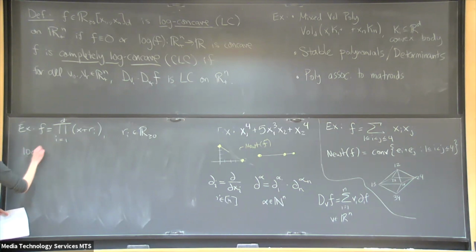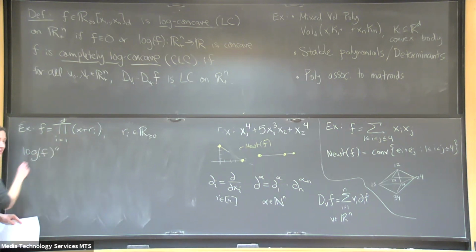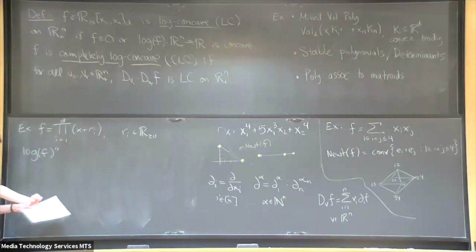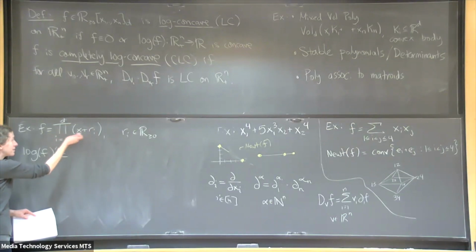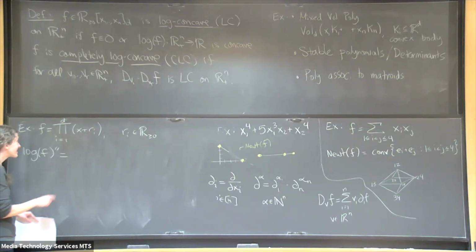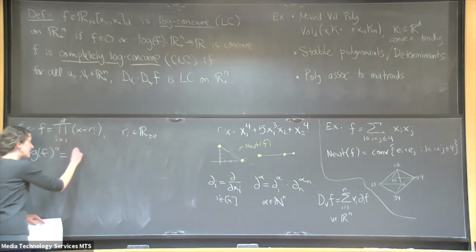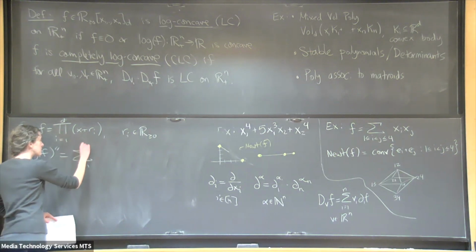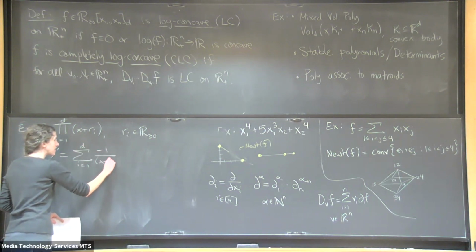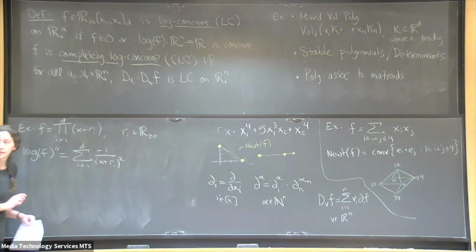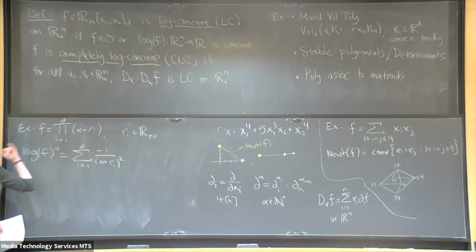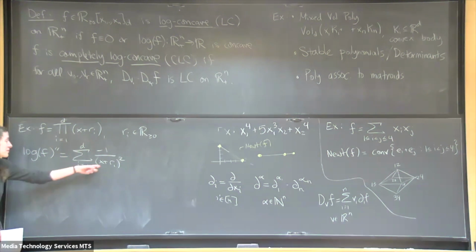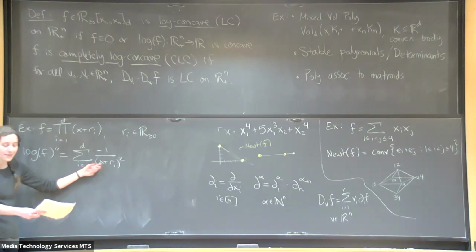Then how do I test log-concavity? It's just univariate. So I take the log of f and I take two derivatives, and I want this to be negative on the positive real line. I've written this very conveniently for doing this. The log turns this product into a sum. I just get a sum from 1 to d of minus 1 over (x plus r_i) squared. All the roots are less than or equal to 0, so this is in particular defined on the positive real line.